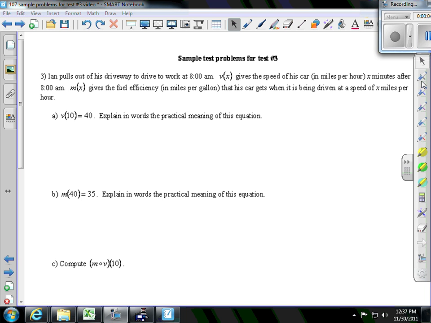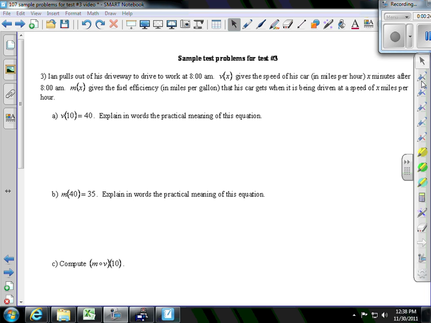This is question number 3 for the sample test problems for test number 3. Ian pulls out of his driveway to drive to work at 8 a.m. V of x gives the speed of his car in miles per hour, x minutes after 8 a.m. M of x gives the fuel efficiency in miles per gallon that his car gets when it is being driven at a speed of x miles per hour.